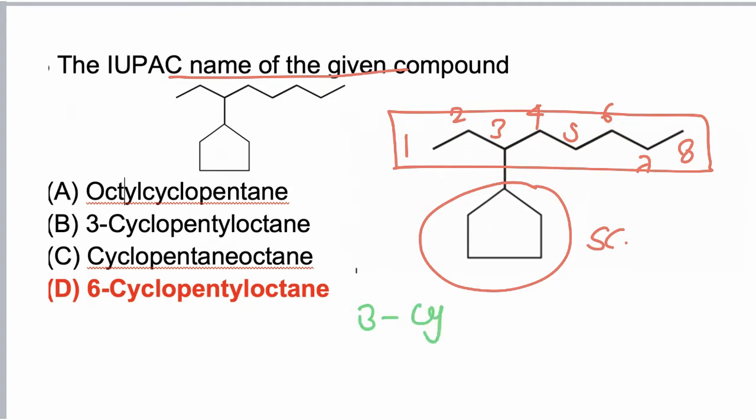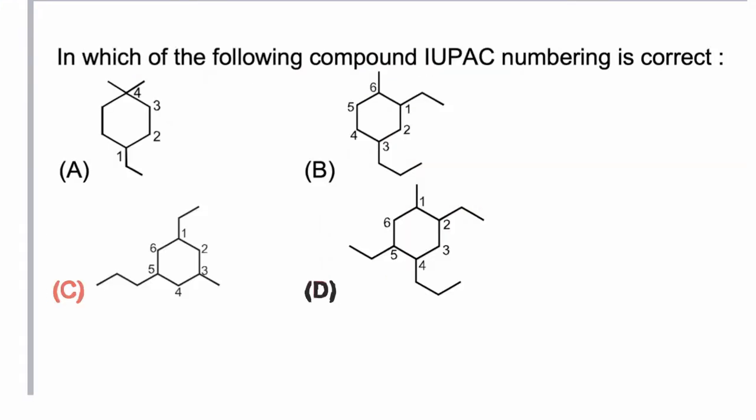3-cyclopentyl. Total 8 carbon atoms are present, so octane, hence the correct answer is D, 3-cyclopentyl octane.